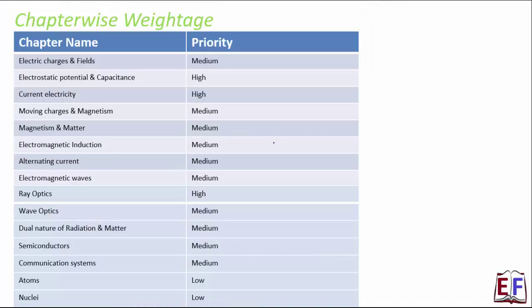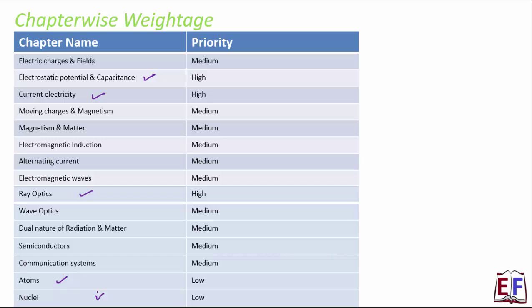Based on our previous year's question paper format, where we analyzed close to the last 10 years of question papers, we found out the weightage priority for each lesson. Lessons like electrostatic potential and capacitance, current electricity, and ray optics are high priority lessons, wherein you can expect 3 to 5 questions. Besides that, there are a few lessons like atoms and nuclei which are low priority, and you can expect 1 to 2 questions from them, and the rest of the lessons fall in the category of medium priority, where you can expect 2 to 3 questions from them.